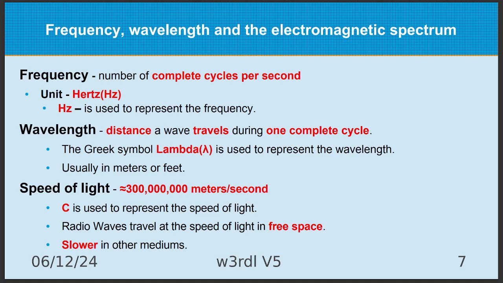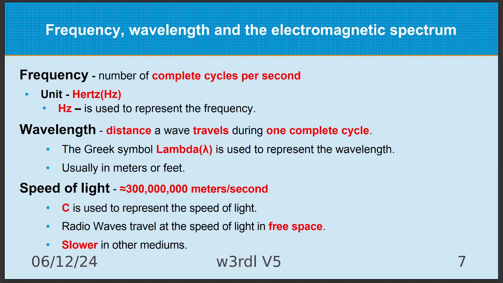The speed of light is 300 million meters per second, and that's a rounded figure. It's actually like 299,897 or something like that. But we round it to 300 because it just makes things a little easier to plug into your calculator. C is used to represent the speed of light. That's an uppercase C.